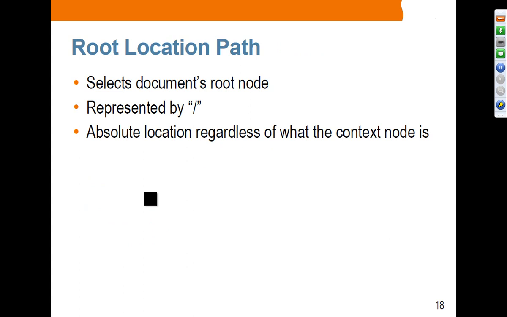The root location path selects the document root node. That is basically slash, and it's represented by slash. Again, this is the root node, not the root element. It is an absolute location, regardless of where the context node is. We're going to learn the concept of context node in a few minutes.